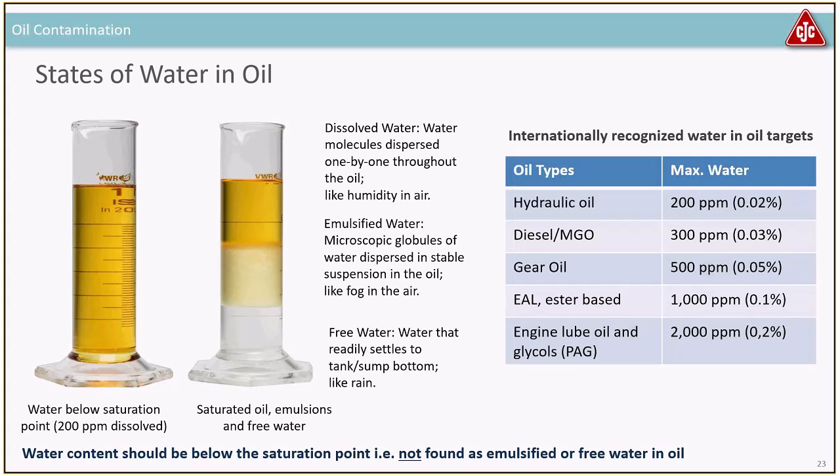Because of that, there are some internationally recognized water targets. In hydraulic oil, you typically should aim at 200 ppm. For diesel or gas oil, 300 ppm. Gear oil around 500. Environmentally acceptable lubricants based on esters, 1,000 or slightly less, and engine lube oil or glycols, 2,000. The glycols are very hygroscopic, so they absorb humidity from the air, and they can take quite a lot of water before it actually starts to create emulsions or free water.